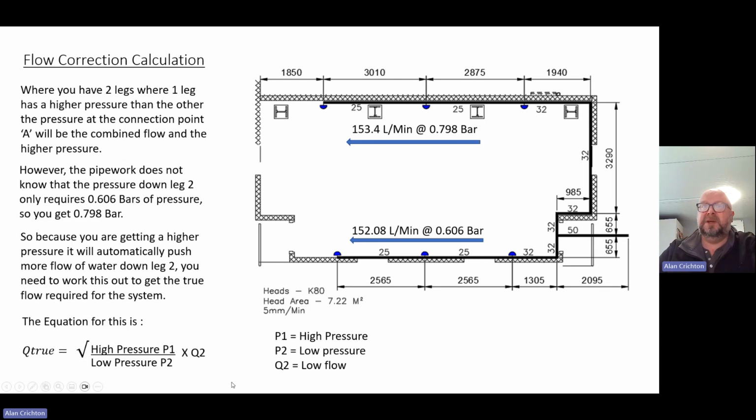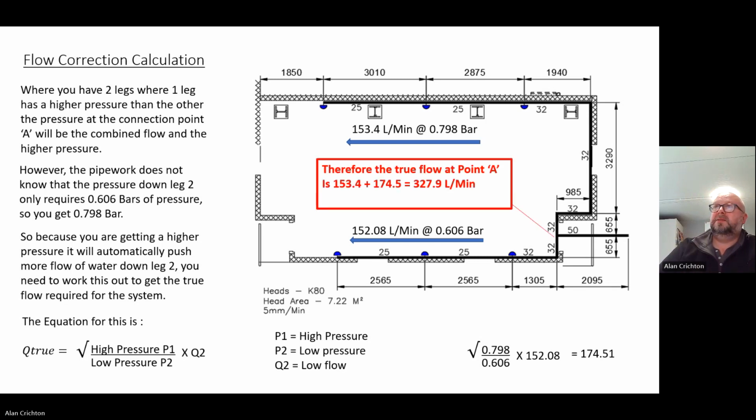So if we look at it here, P1, P2, Q2, so it would be 0.798 divided by 0.606, and then we times that by 152.08. Therefore, my true flow going down the south leg is 174.51 litres per minute. And if we wanted to work out what the actual flow going down both legs were, we would add the flow from the north leg, add the flow from the south leg together, which gives us 327.9 litres per minute.